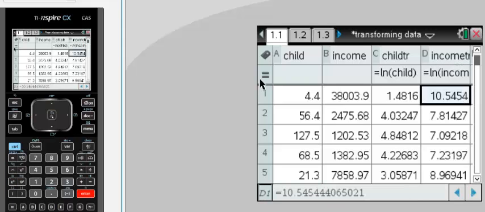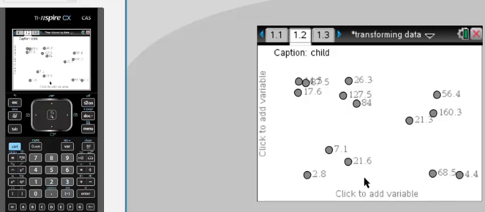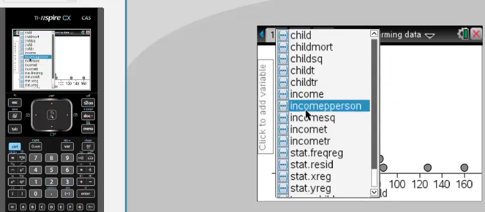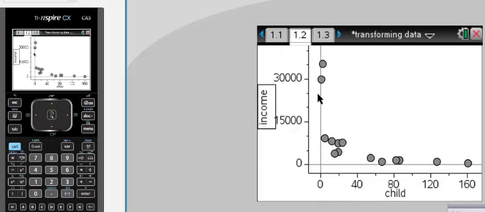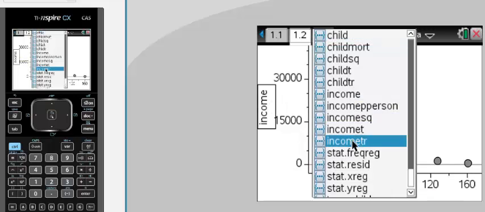I'm going to go to a scatter plot for these. So remember, the whole point of this was because we can't really predict what's going to happen when we have a curve plot like this. We want to have a least squares regression line. So let's try to transform one of the data right off the bat.